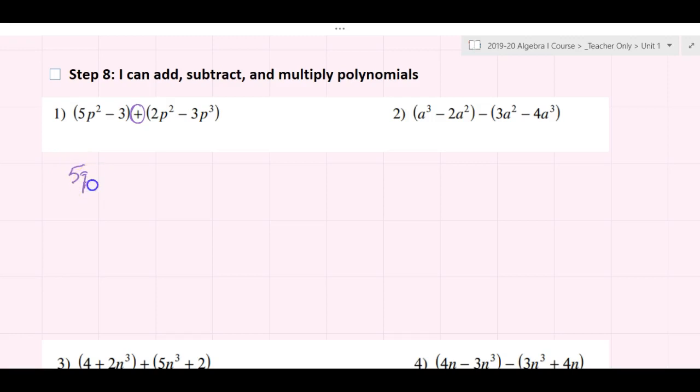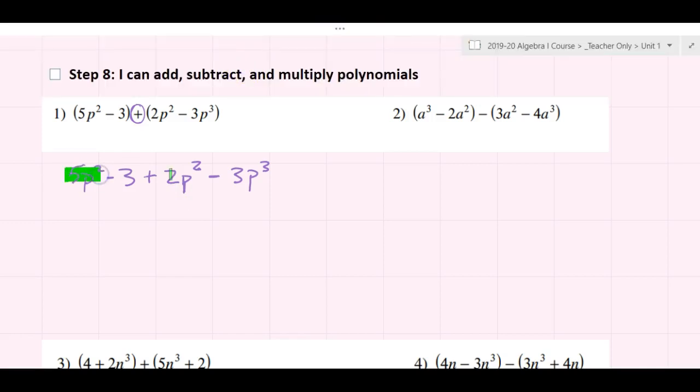5p squared minus 3 plus 2p squared minus 3p cubed. The 2p squared was already positive. The 3p cubed was already negative. Adding does not change the sign of any term. Now we're going to find like terms and combine them.